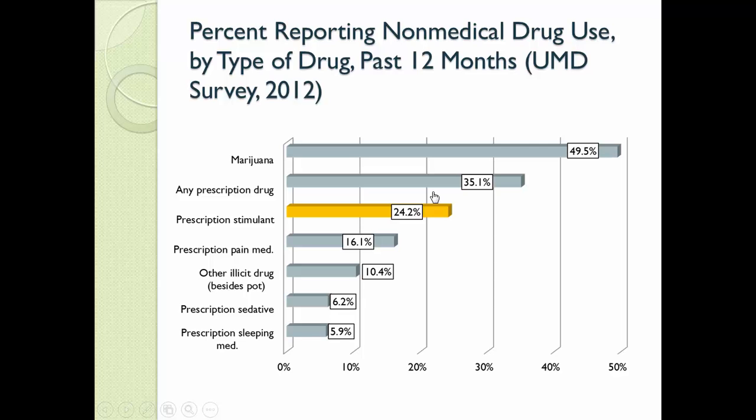So here's an example of a study that Rob Widener and I did at UMD. Our interest was in prescription stimulant use. How many UMD students are popping Adderall or Ritalin to party or to stay awake to study? And then we asked about other illicit drugs. We asked about Vicodin and other painkillers.